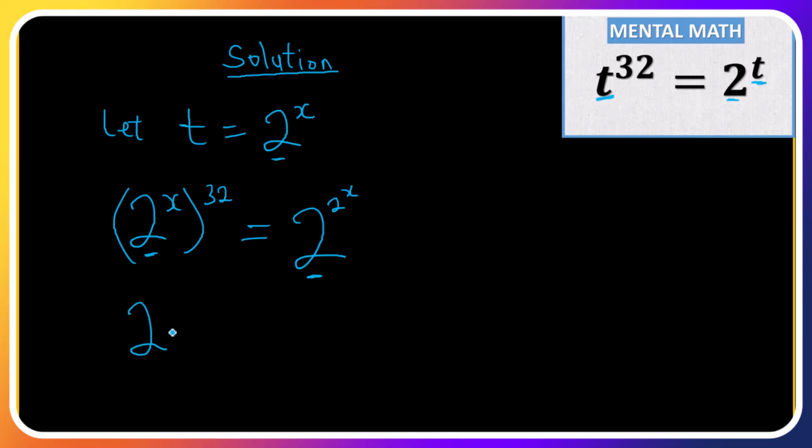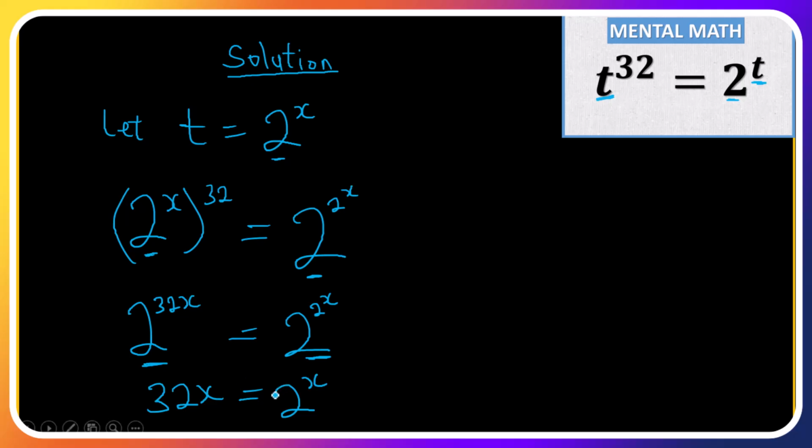Now we have 2 raised to the power 32x equals 2 raised to the power 2 raised to the power x. So 32x is equal to 2 raised to the power x. The bases are the same, so the powers are equated. Now at this juncture, x is a quantity, so what we will do is substitute in values, the natural numbers.